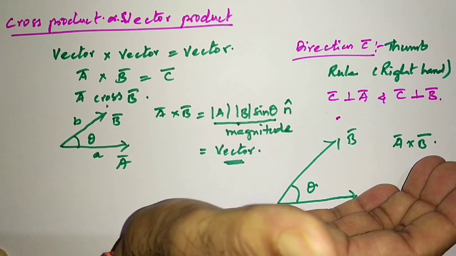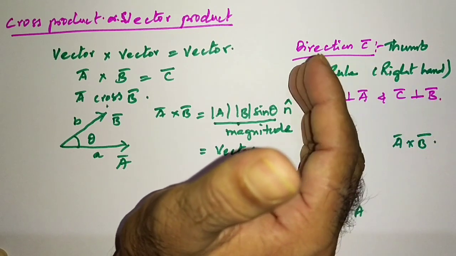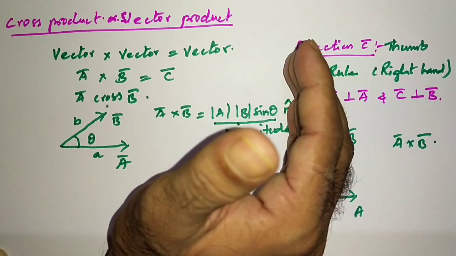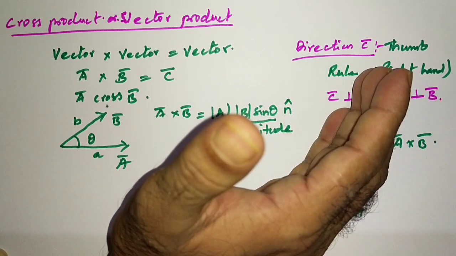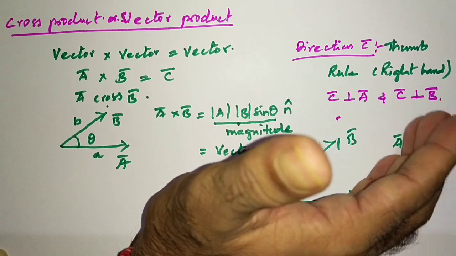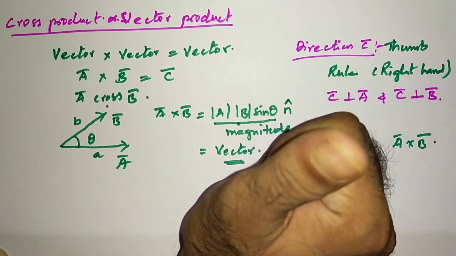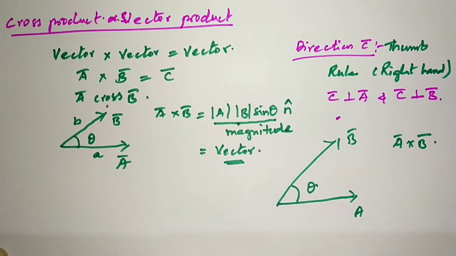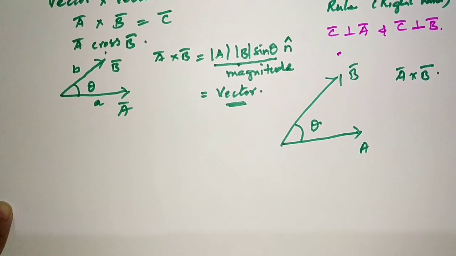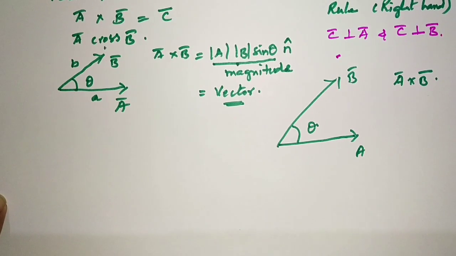You start from the first vector and move towards the second vector through the smaller, shortest angle. The direction in which the thumb is pointing gives the direction of the resultant vector C. Clear? So in this way one can calculate the direction of the resultant vector. Very good. Now let us see an example.